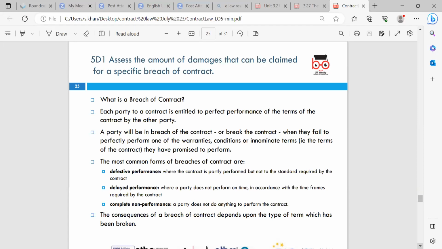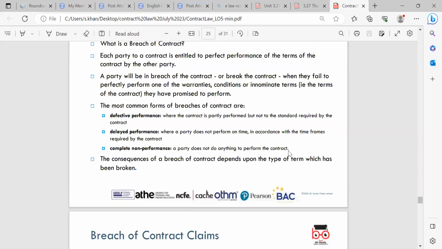The most common forms of breach are defective performance, where the contract is partly performed but not to the standard required by the contract; delayed performance, where a party does not perform on time in accordance with the timeframes required by the contract; and complete non-performance, where a party does not do anything to perform the contract. The consequences of breach of contract depend upon the type of term which has been broken.